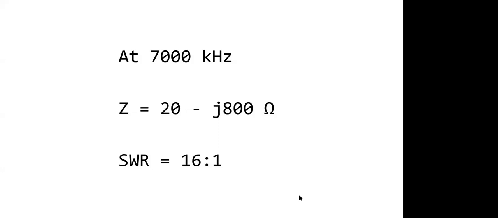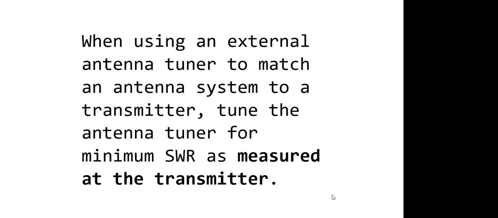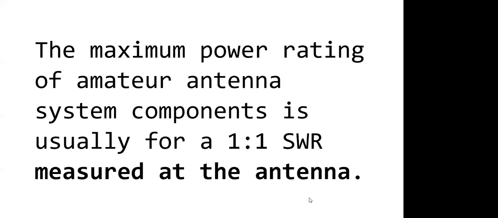If you're going to try this, there are some things you need to know. When using an external antenna tuner to match an antenna system to a transmitter, tune the antenna tuner for minimum standing wave ratio as measured at the transmitter. That's because the standing wave ratio varies depending on where you measure it. The maximum power rating of amateur antenna system components is usually for a 1-to-1 standing wave ratio measured at the antenna. If you have a standing wave ratio higher than 1-to-1, you have to derate the maximum power rating.